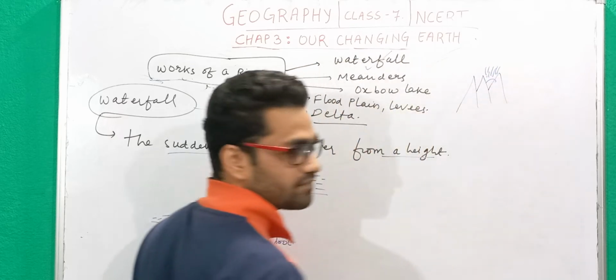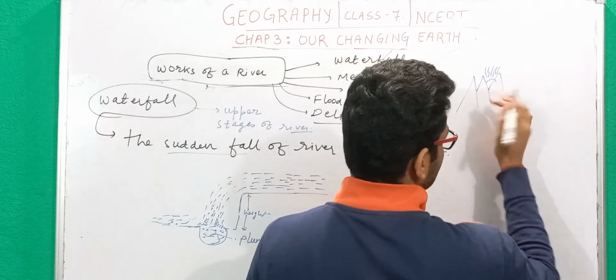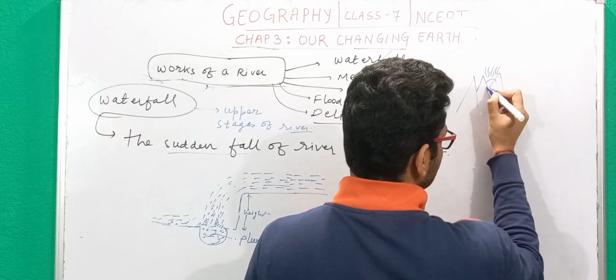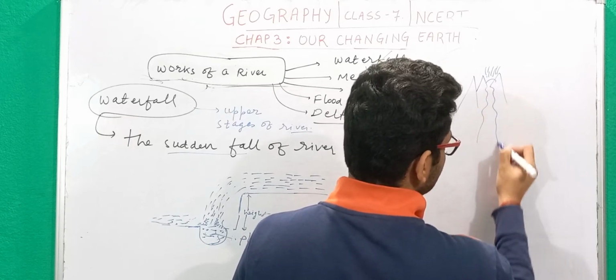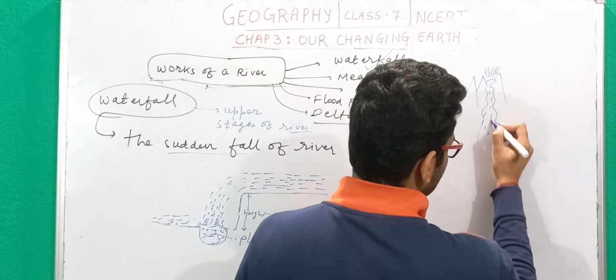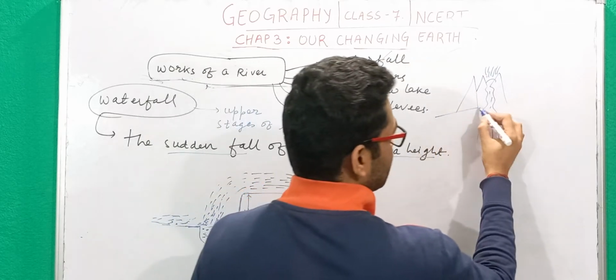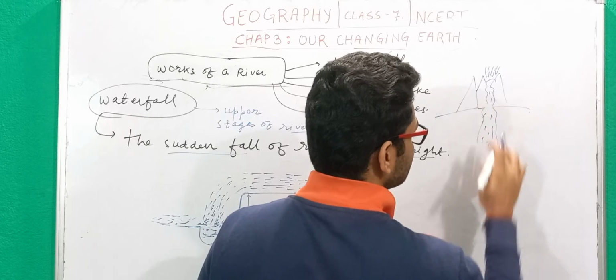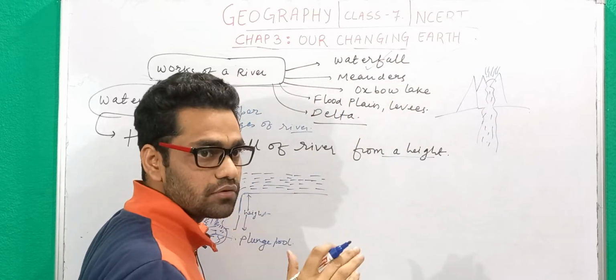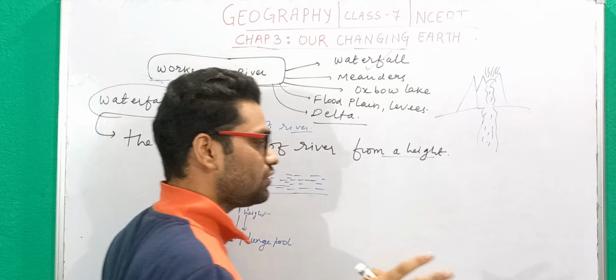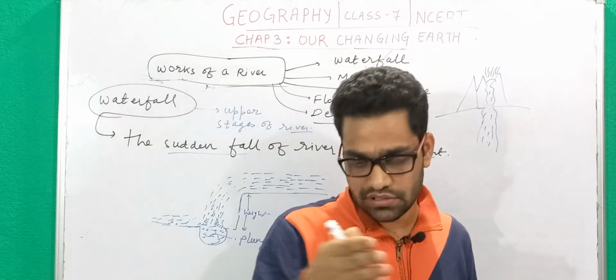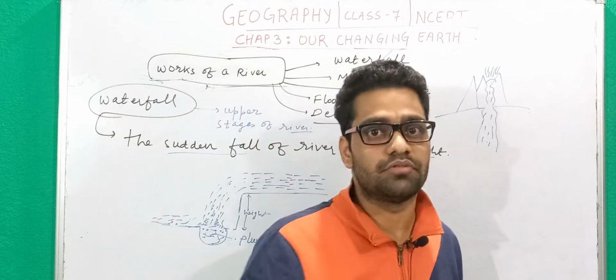Have some diagram here, and suppose from here a river is coming out. Okay, so when rivers come out, you will find that rivers never follow a straight path. It will always follow a zigzag type of path.